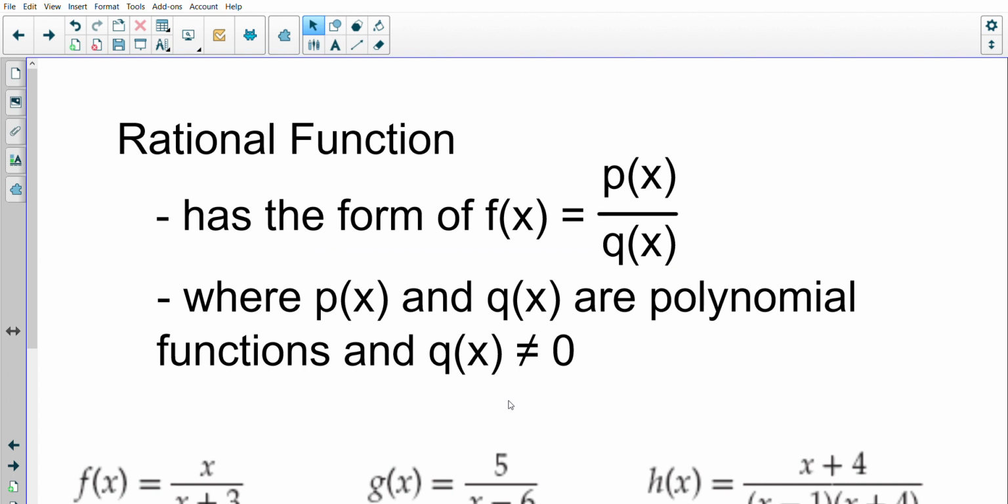It has the form of p of x divided by q of x, where p of x and q of x are polynomial functions. And q of x cannot equal 0, because obviously the denominator in a fraction cannot be 0.